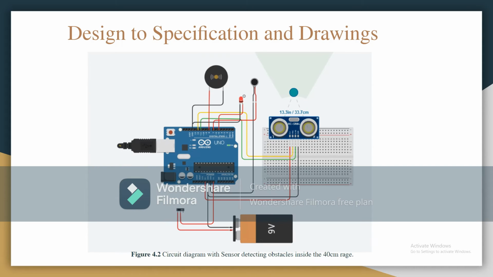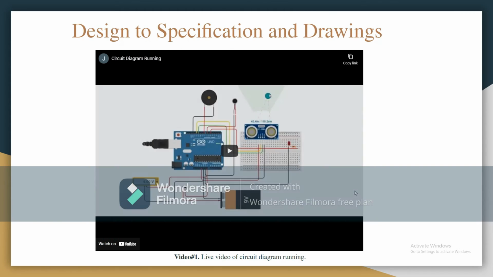But on this slide, we have the obstacle entering the 40 centimeter range, which activates the buzzer, which we can see emitting its sound on the top left corner. We can see the LED light between the buzzer and the vibrating motor with an exclamation point indicating that it's on. And on our next slide, we have a video of this circuit running. Let me play it right now.